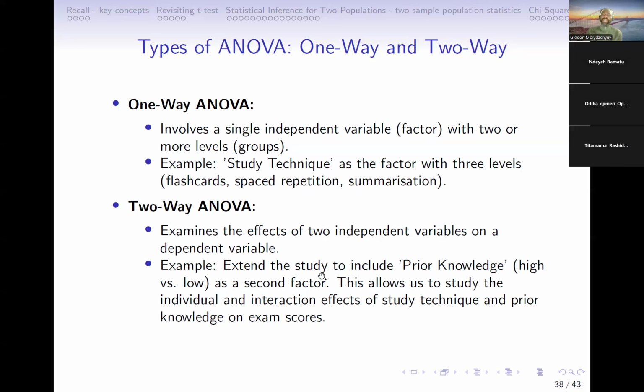For instance, extend the study to include prior knowledge. Here we are saying that we have a single study technique. So if we add prior knowledge to the study technique, then we have two variables. So we're looking now at the study technique, and we're looking at prior knowledge that students have. Suppose we want to study and collect information about that, and then we want to look at this in relation to different groups: flashcards, space repetition, and summarization. So the key point here is that we have two variables and we have three groups. So then we have a two-way ANOVA.